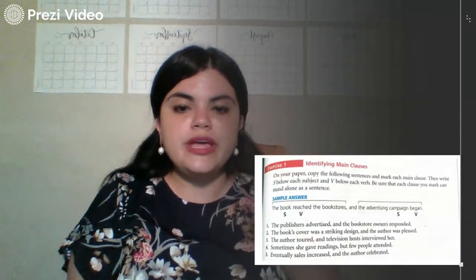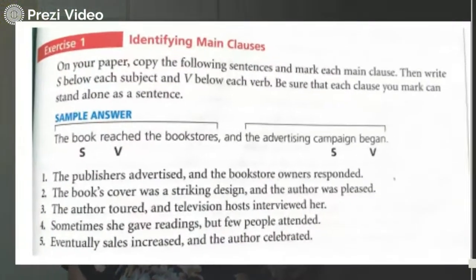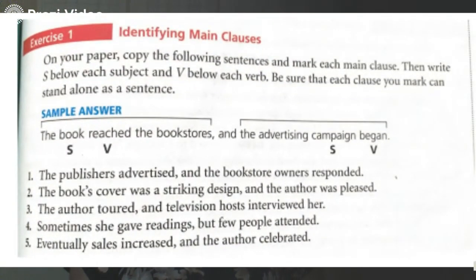All right, we have this first exercise in our book. It is identifying main clauses. It says, on your paper, in this case in your notebook, copy the following sentences and mark each main clause, all right? Then write S below each subject and V below each verb. Be sure that each clause you mark can stand alone as a sentence.